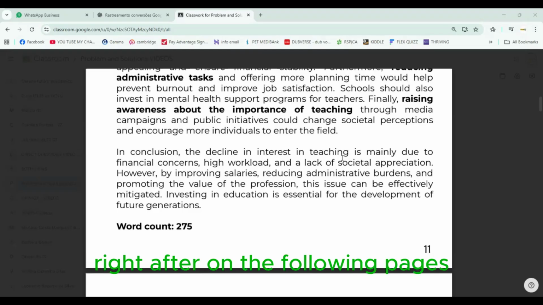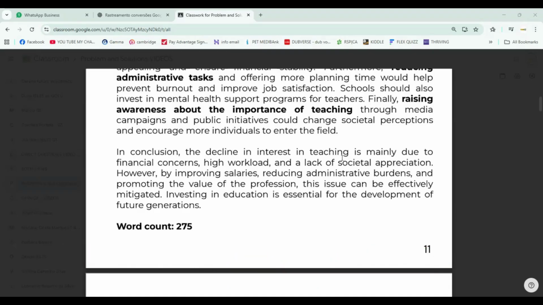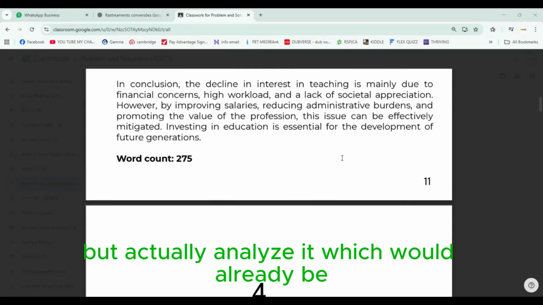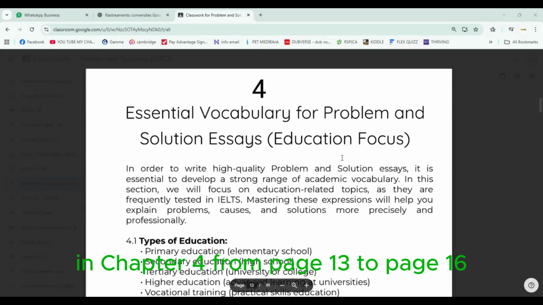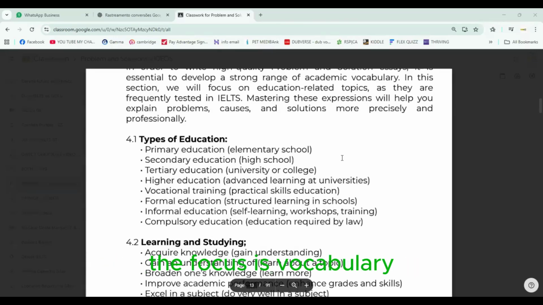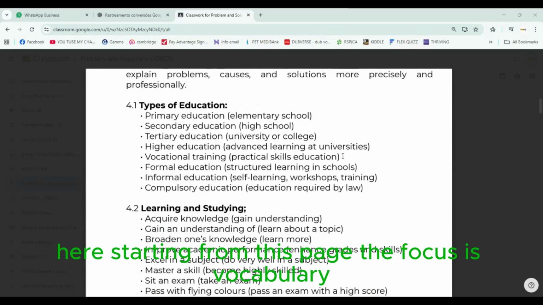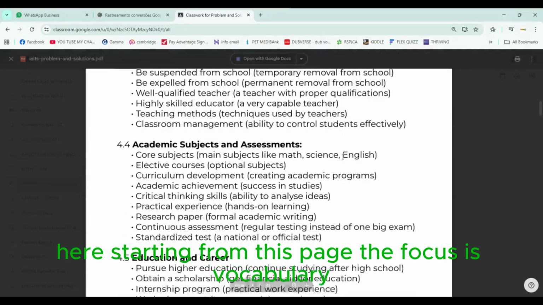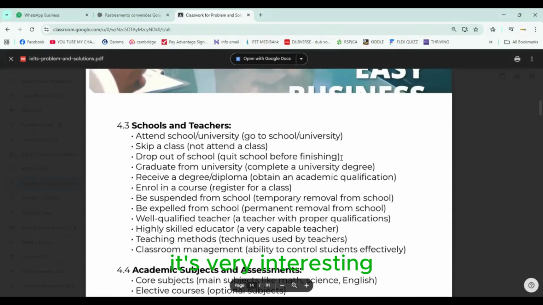Right after, on the following pages, I start preparing the student to analyze this essay, not just read it, but actually analyze it, which would already be in chapter 4 from page 13 to page 16. The focus is vocabulary. Here, starting from this page, the focus is vocabulary. Take a look. It's very interesting.